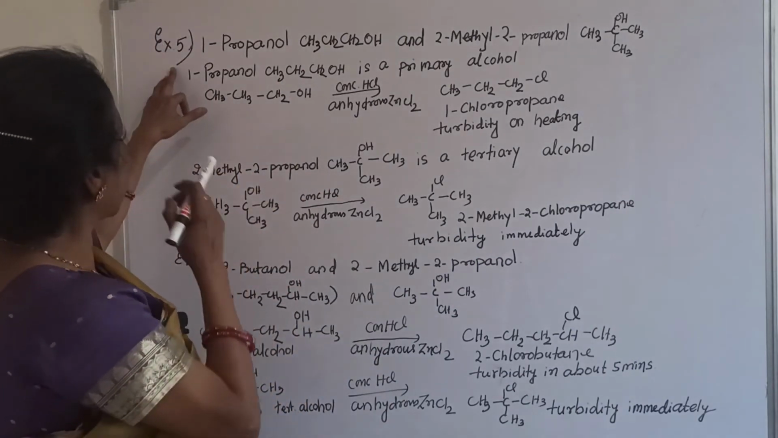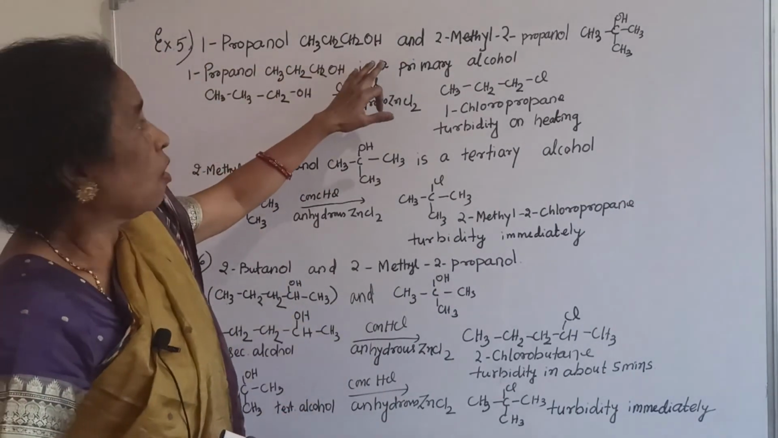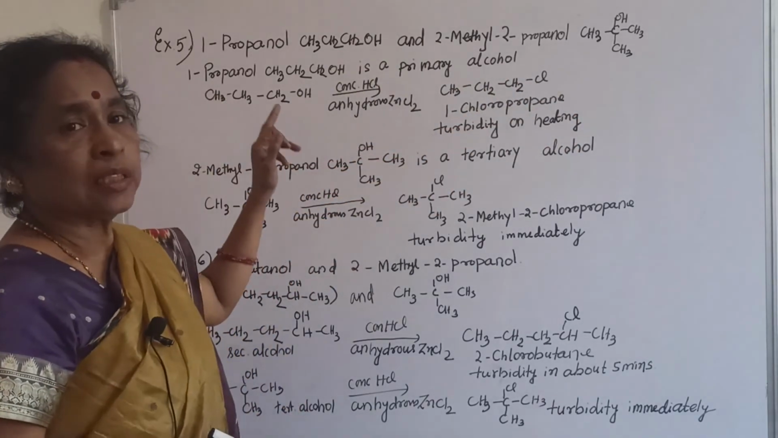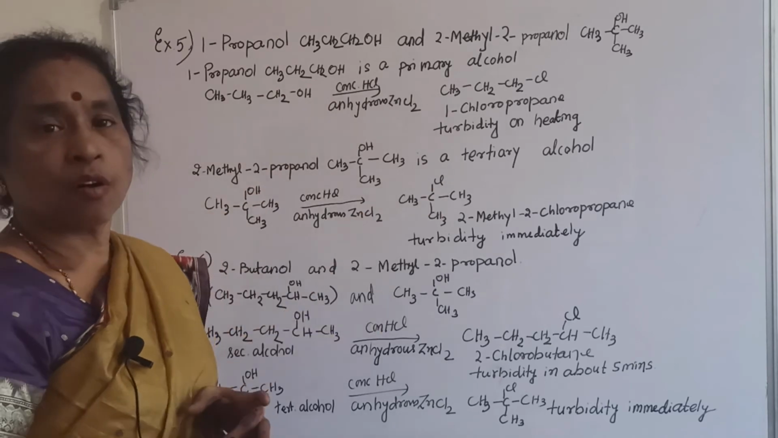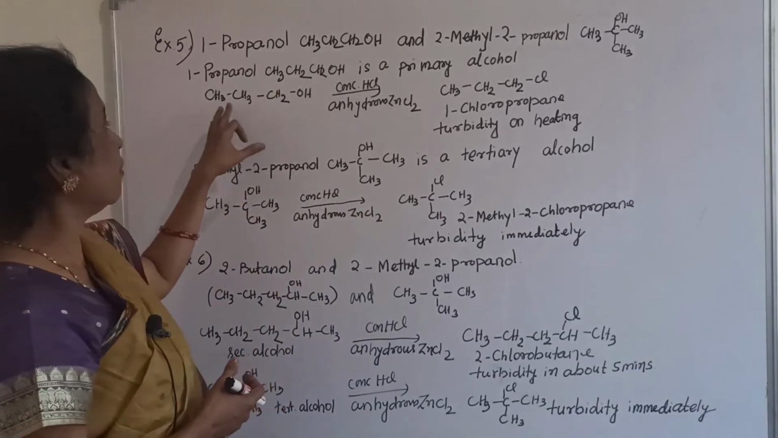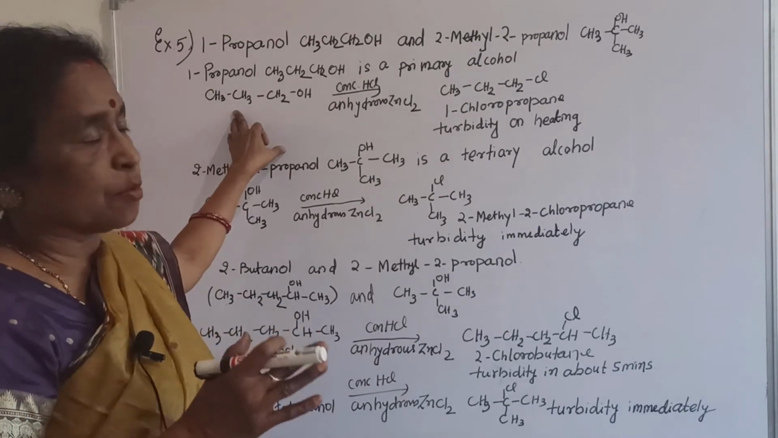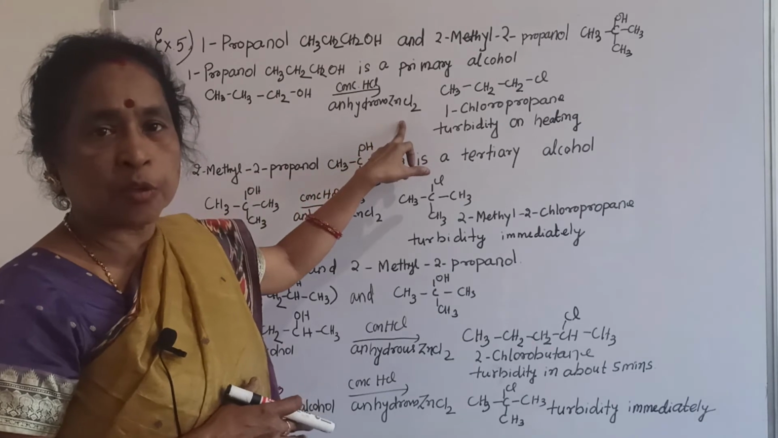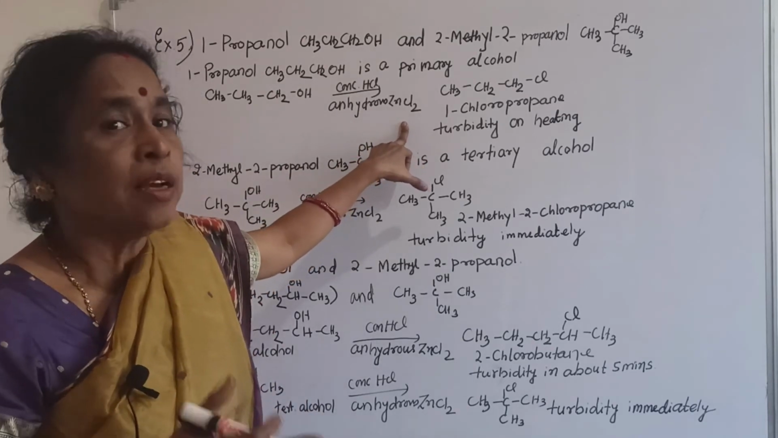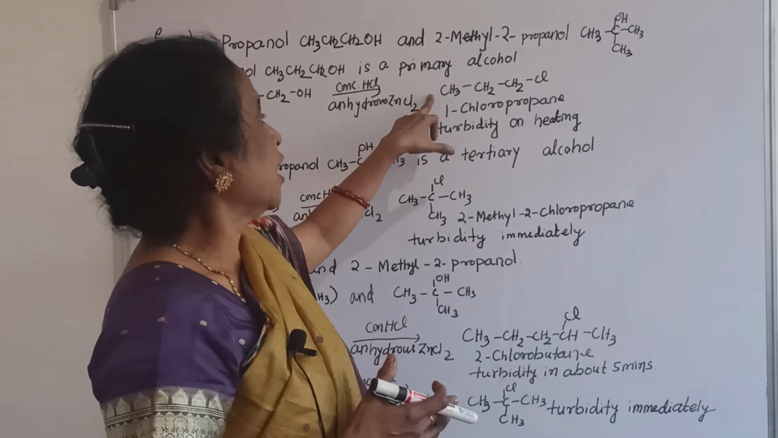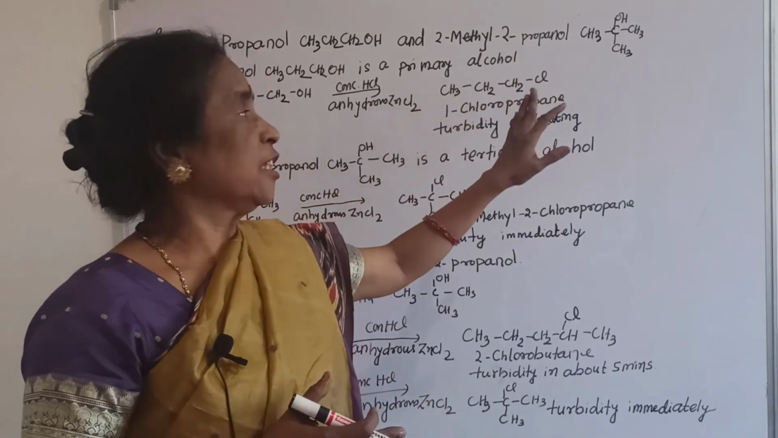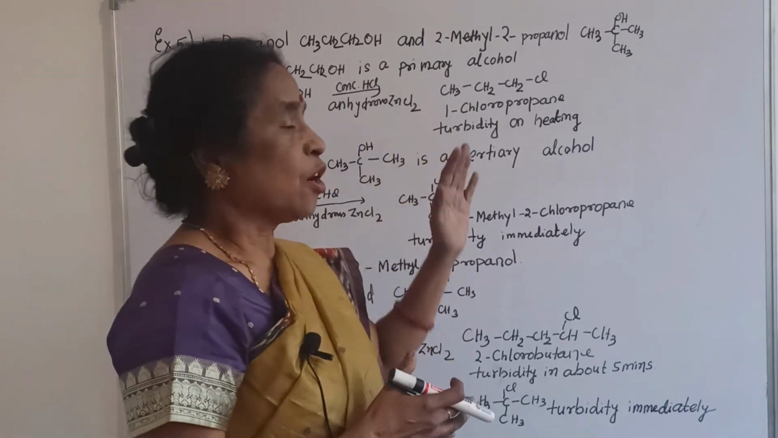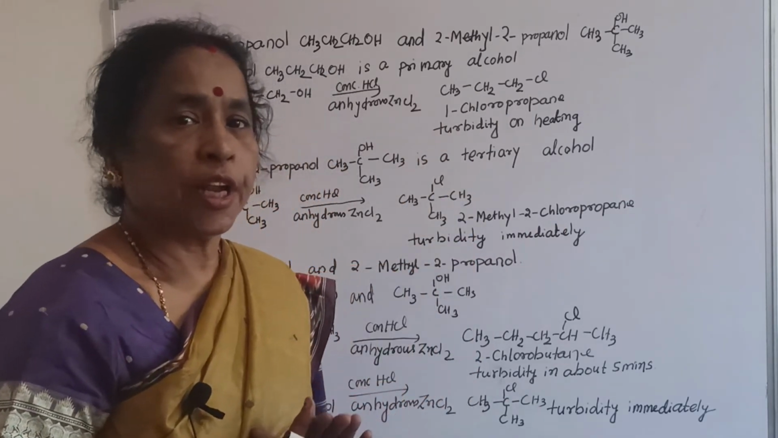So in example 5 you can see 1-propanol and 2-methyl-2-propanol. What is 1-propanol? That is a primary alcohol, having 3 carbon atoms. With concentrated hydrochloric acid and anhydrous zinc chloride, that is the Lucas test, it gives CH3CH2CH2Cl, that is 1-chloropropane, where the turbidity is only possible on heating.